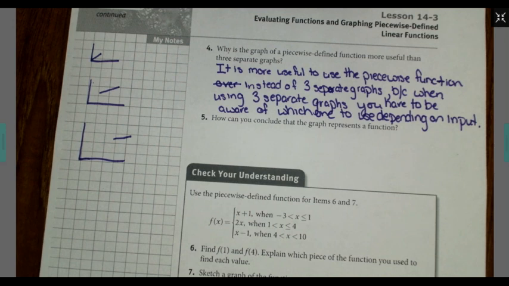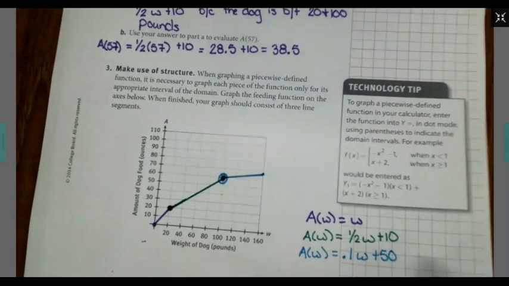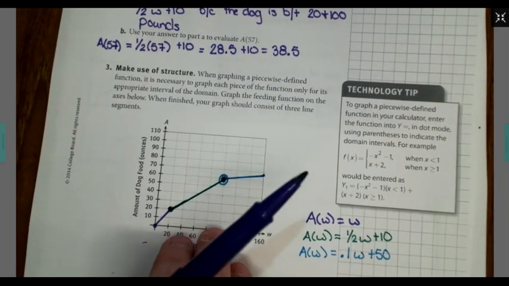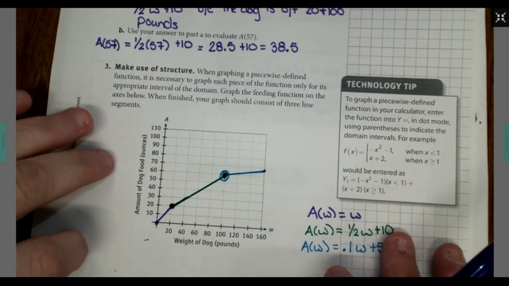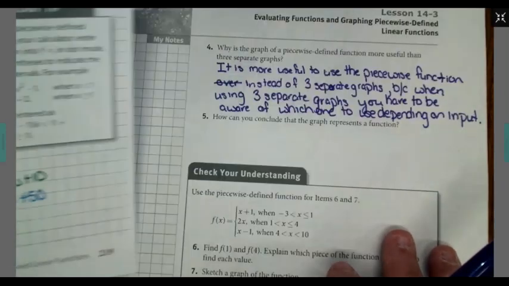How can you conclude that the graph represents a function? How can I determine that this is a function? What do I know about functions? That's right. The input is used one and only one time.